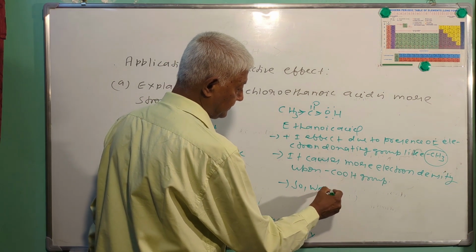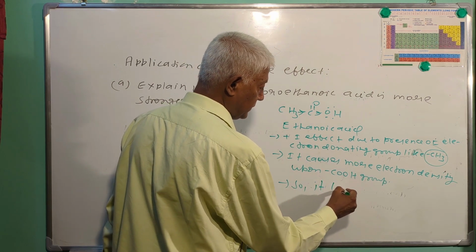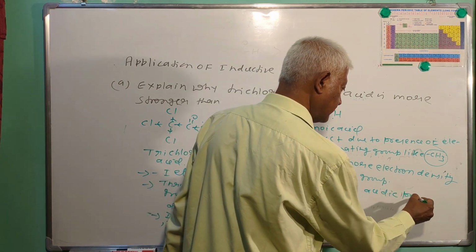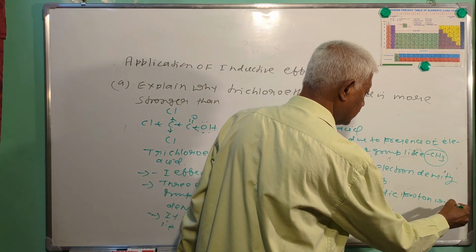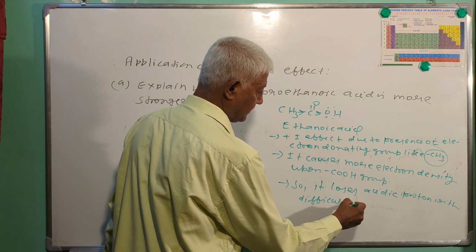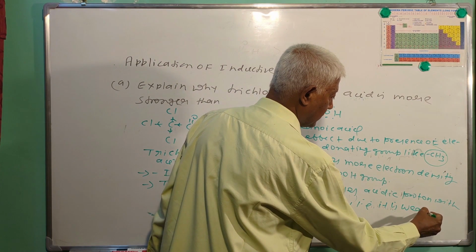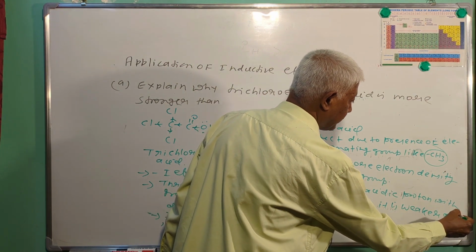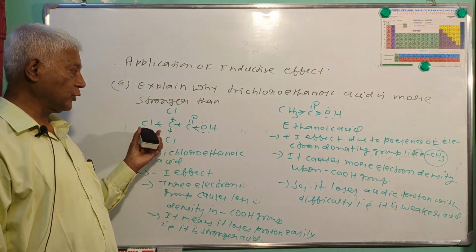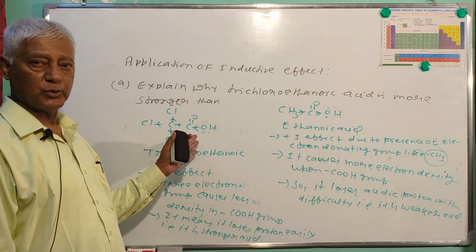So it loses the acidic proton with difficulty. It means it is a weaker acid. So in short, in this case, due to the presence of an electron withdrawing group, it causes less electron density over here. So it loses the acidic hydrogen, the proton, easily.